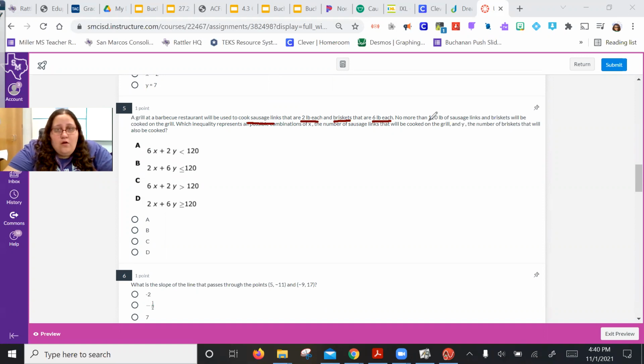No more than 120 pounds of sausage links and briskets will be cooked on the grill. Which inequality represents the possible combinations of x, the number of sausage links? So we know x is sausage and we have 2 pounds per sausage that will be cooked, and y, the number of briskets. Y is briskets. Briskets are 6 pounds, so plus 6y. And we know it's going to be 120 pounds. We just need to know our inequality symbol.